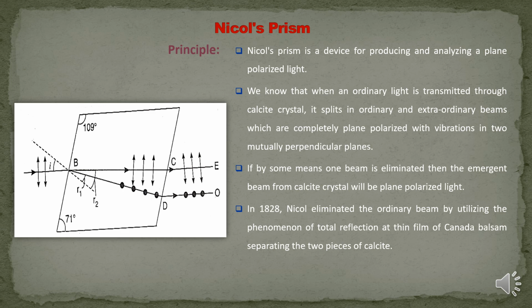In 1828, Nicol eliminated the ordinary beam by utilizing the phenomenon of total reflection at a thin film of Canada balsam separating the two pieces of calcite. This device is known as Nicol's prism.